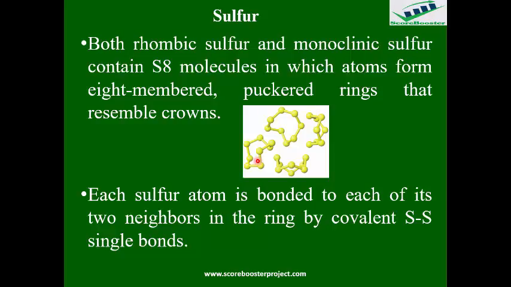Each sulfur is bonded to each of its 2 neighbors in the ring by a covalent sulfur-sulfur single bond. In phosphorus, it is a phosphorus-phosphorus single bond. In sulfur it is 8, and in phosphorus it is 4. That is just the lesson of what we are trying to say.